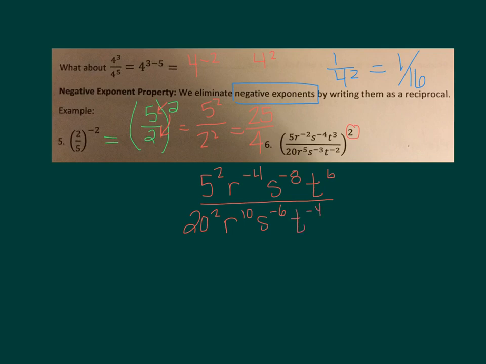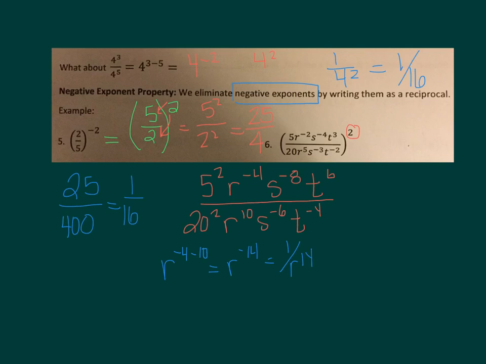Okay, so let's deal with our constants first. 5 squared is 25. 20 squared is 400, and that reduces nicely to 1 over 16. So keep that there for a second. Let's see. Now I know that from the quotient of powers, if the base is the same, that's the same thing as subtracting. So I have r to the negative 4 minus 10, which equals r to the negative 14th, which I'm going to write as 1 over r to the positive 14.